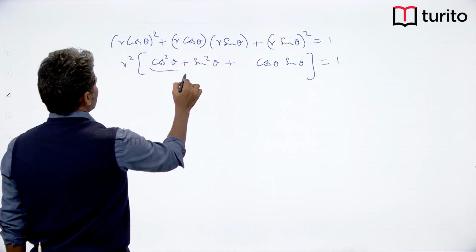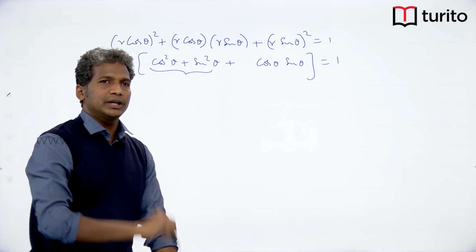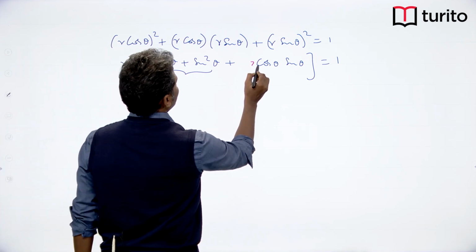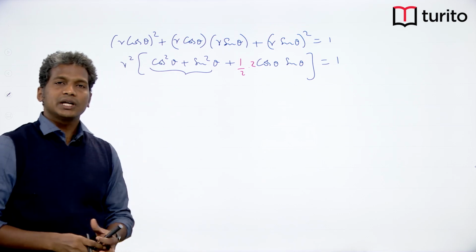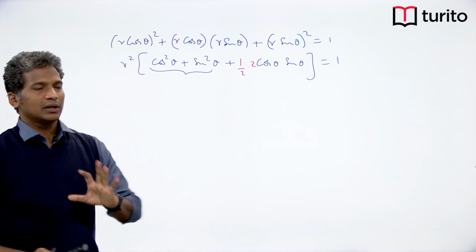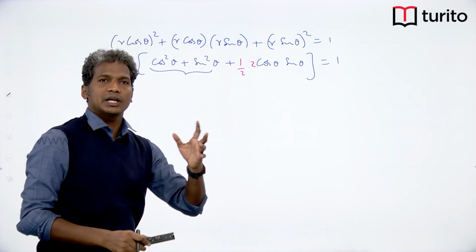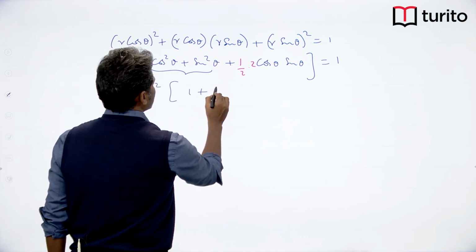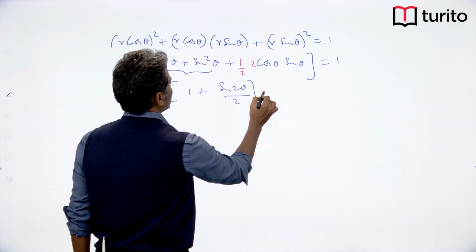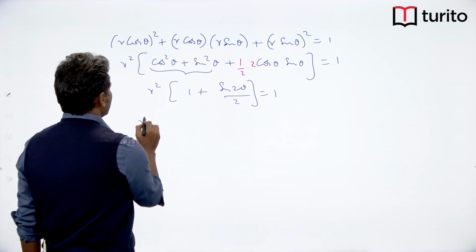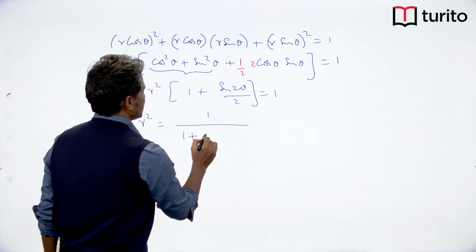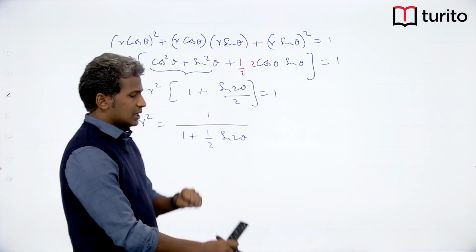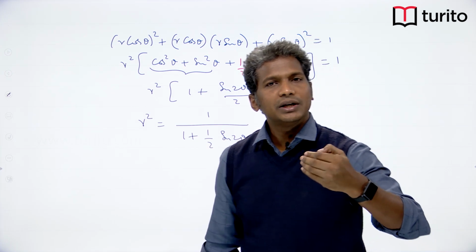We know that cos square theta plus sin square theta is going to be 1, and we know that cos theta into sin theta can be simplified using this idea, because 2 sin theta cos theta is going to be sin 2 theta. So it becomes r square into 1 plus sin 2 theta by 2 is equal to 1. So r square can be written as 1 by 1 plus 1 by 2 into sin 2 theta. So here if we check the RHS, the variable is there only in the denominator.